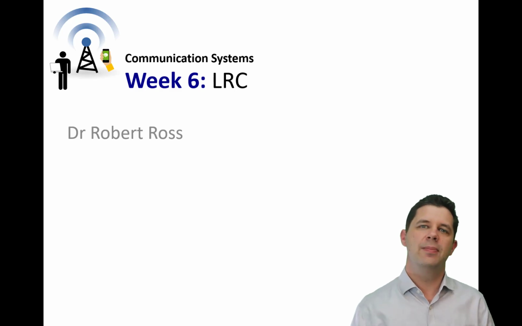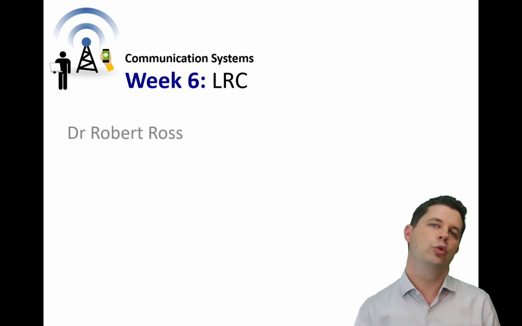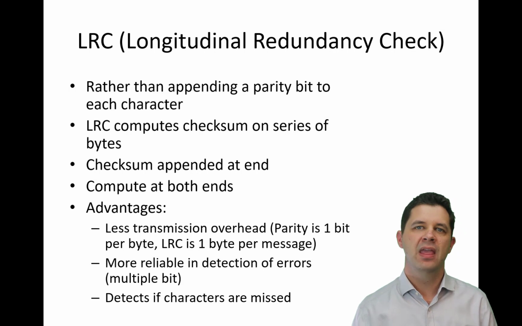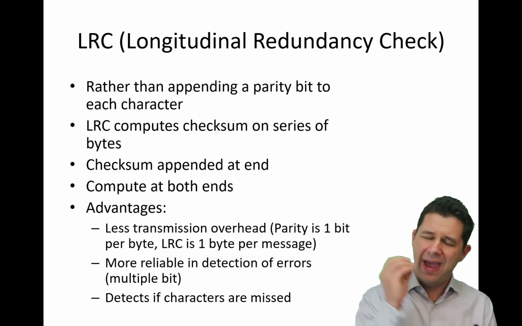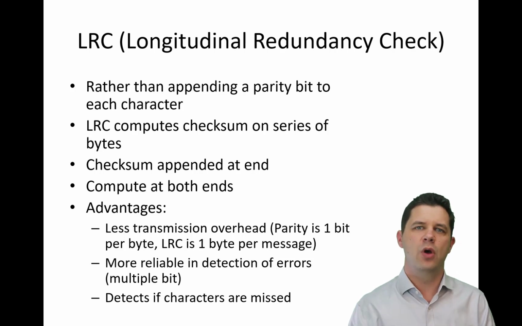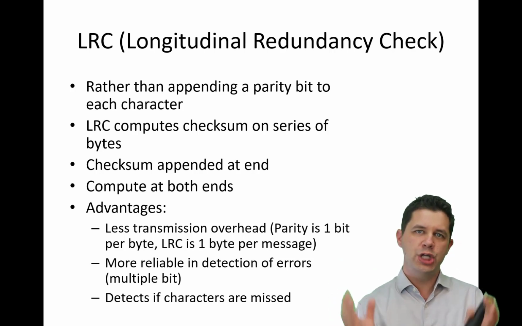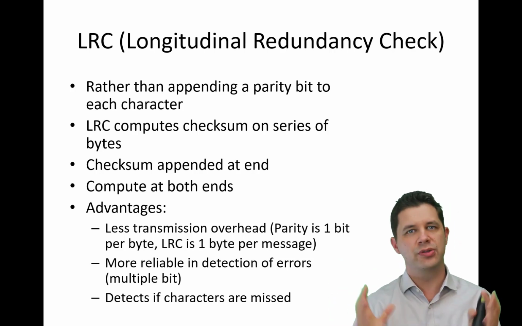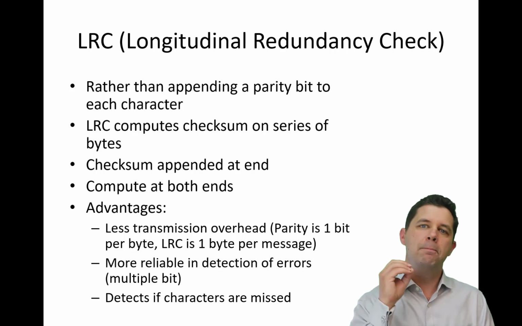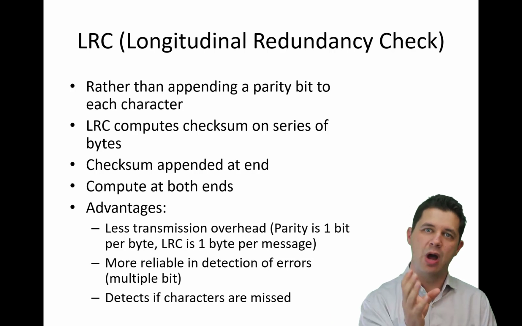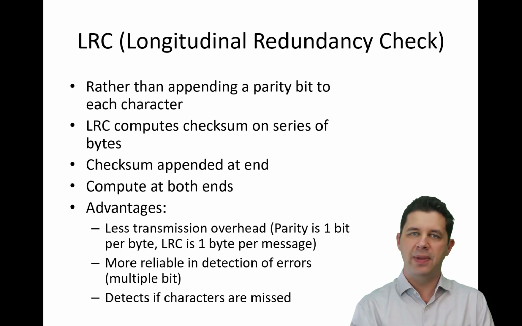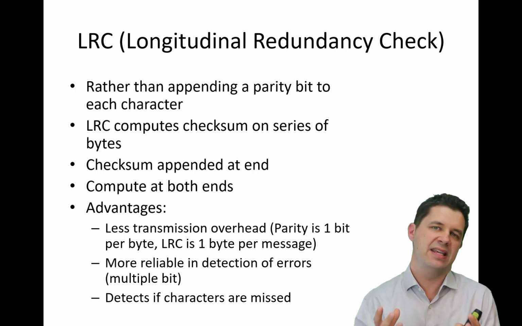In this video, we'll be talking about LRCs, or longitudinal redundancy checks. LRCs basically say that instead of adding a single parity bit to each byte of data we've got, we have a whole chunk of data, there might be hundreds or thousands of bytes there, and we compute a checksum based on that data. And we append that checksum right at the very end. So that checksum might be a 1 byte or 2 byte checksum or something like that.